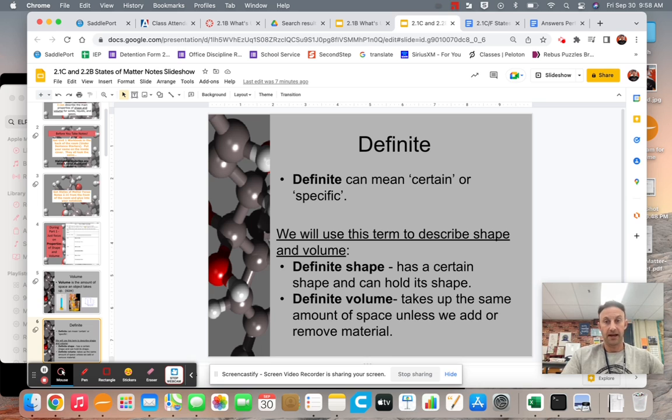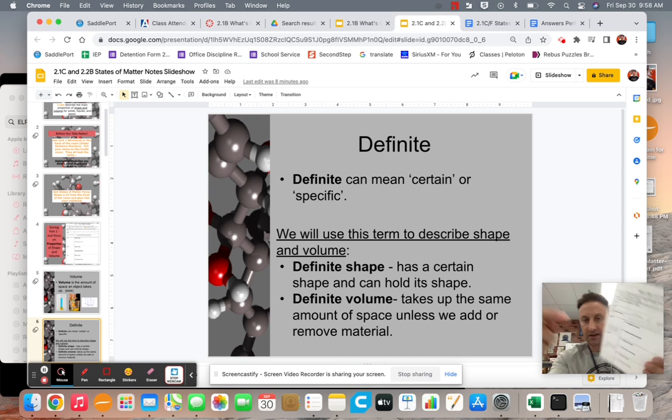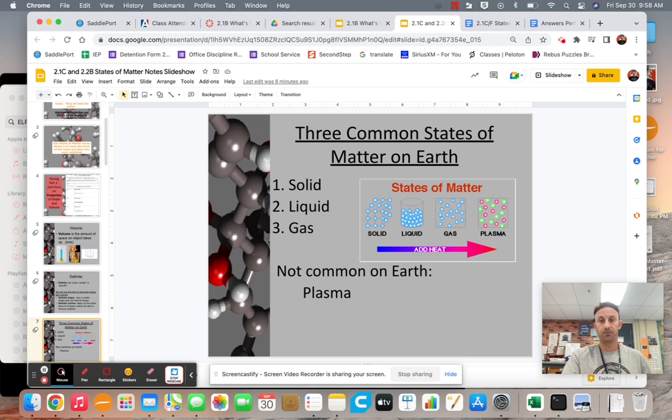Now the word definite, and you're going to write the definition. Definite can mean certain or specific. So I'm going to write certain or specific. When we talk about a solid, liquid, and gas, you're going to be using that definition. So here you could write volume, and you'd write definite there. Every solid, liquid, and gas period is going to have, or not have, a definite shape or a definite volume. You're going to determine whether it does or whether it doesn't. There's no in between. All right.